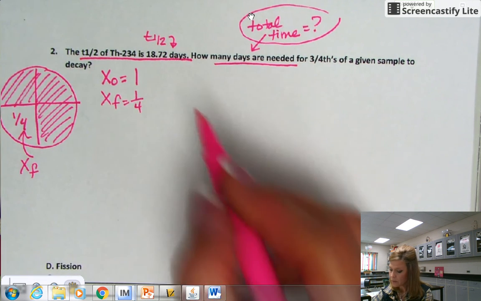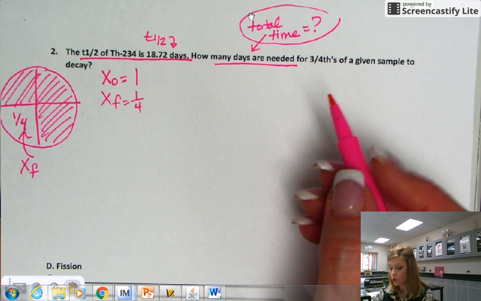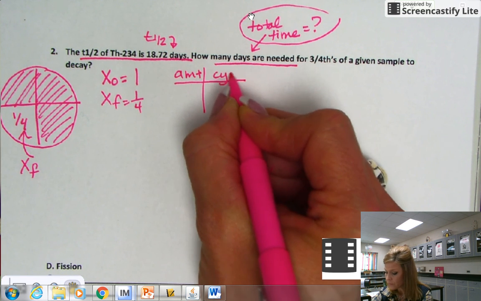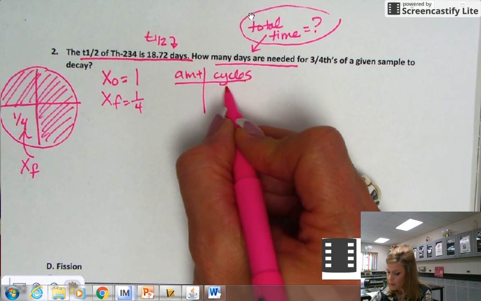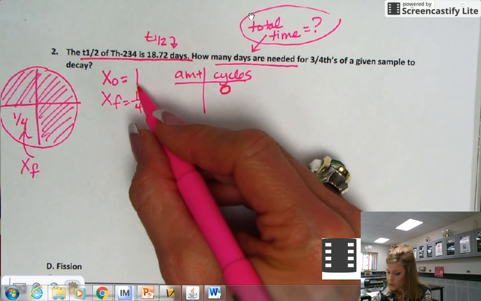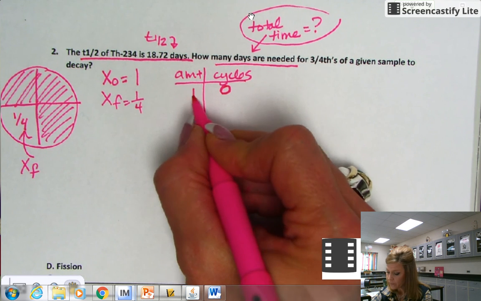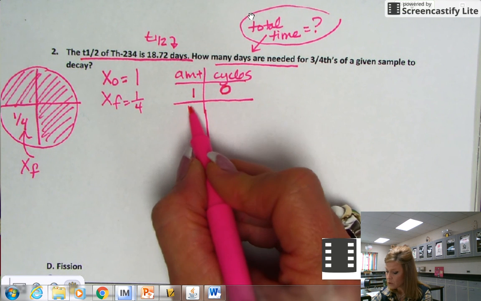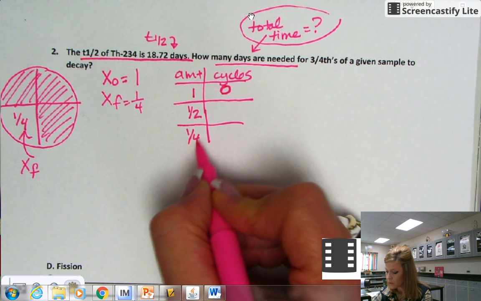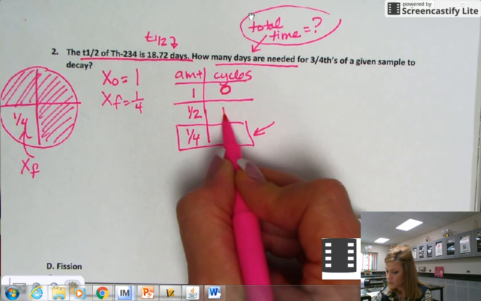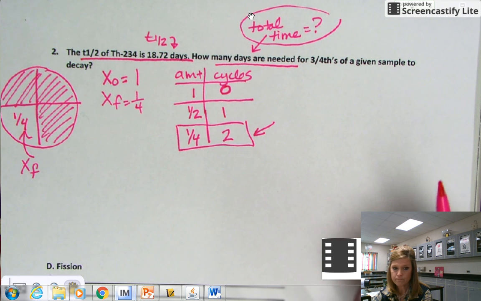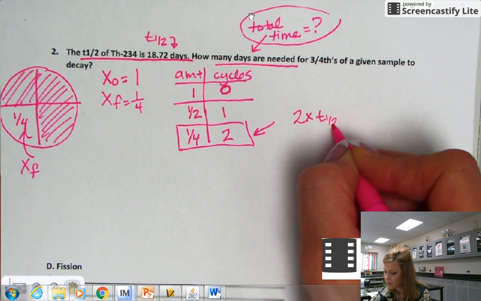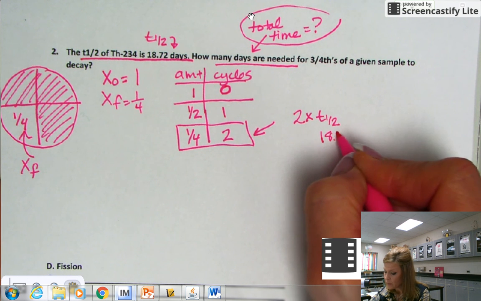All right. So this one here is going to be easier to use the chart method. So we'll do amount, and then we'll do cycles. So remember, the first cycle is always 0, and our original amount, we defined it as 1. So you're going to cut it in half till you get 1/4. So divide by 2 is 1/2. Divide by 2 is 1/4. And this is where we stop. So 2 cycles. So you're going to say 2 cycles times your half-life, which is 18.72 days.